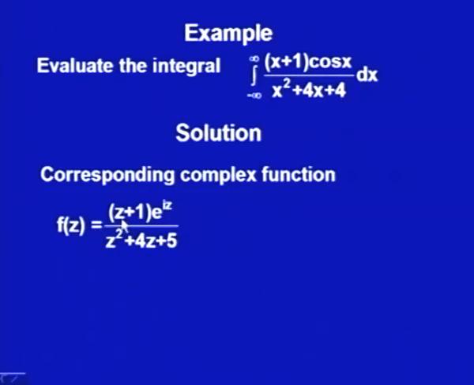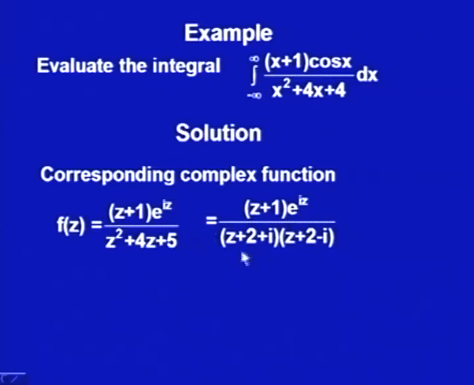So, the corresponding complex function we would write as (z + 1) e^(iz) upon z² + 4z + 5. Making this into factors, it would be (z + 1) e^(iz) upon (z + 2 + i)(z + 2 − i). The zeros of the denominator are −2 − i and −2 + i, where −2 + i would be in the upper half and −2 − i would be in the lower half.